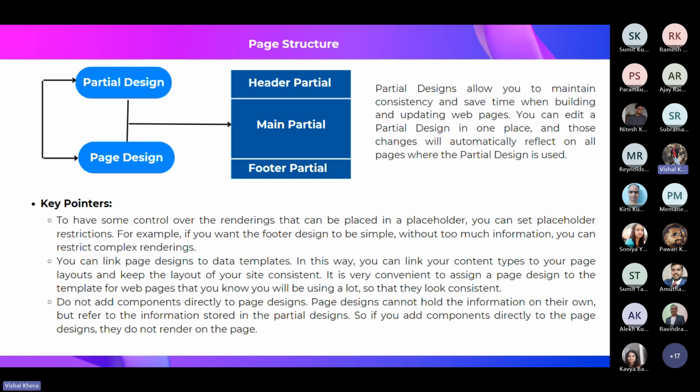Then we can link the page design to the data template. There are 2 options to link the page design with the pages. Either on the item level, we can select the page design which we want to use, or we can map the page design with the template itself. As a best practice, if we link the page designs with the templates, then it will be consistent. Authors don't need to select the page design whenever they create new pages, because we can map the page design directly with the template.